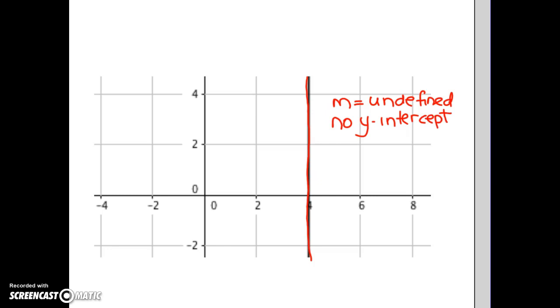A vertical line is an equation in the form of x equals. I do not have a y equals because I do not touch the y-axis. I'm only touching the x-axis at the point 4. So this equation is x equals 4.